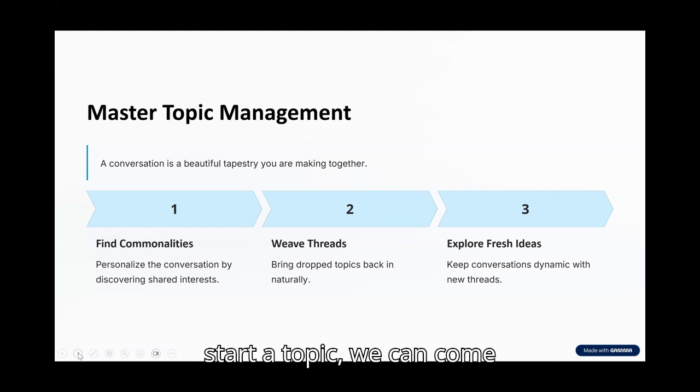Weave threads. When we start a topic, we can come back to it. Bringing dropped topics back in naturally is something that comes with more practice. And we can try new topics, explore fresh ideas, keep conversations dynamic with new threads. We don't have to follow every thread deeply, but we can experiment and try new ones.